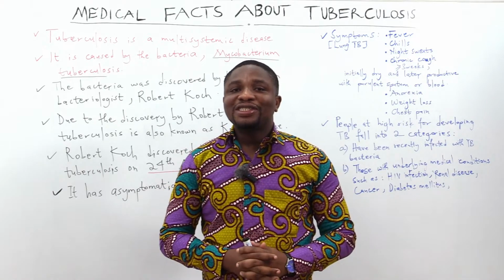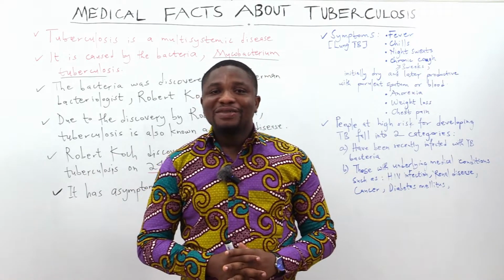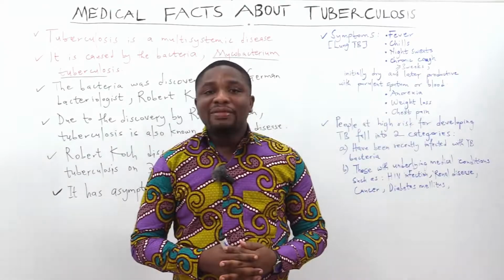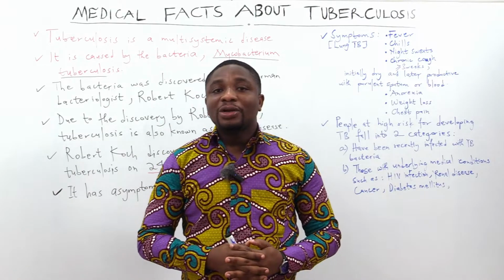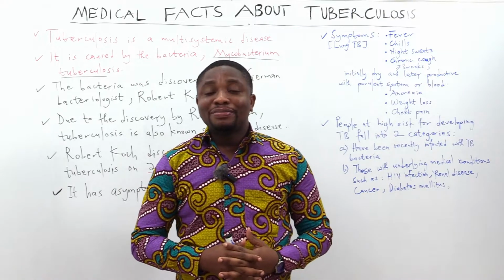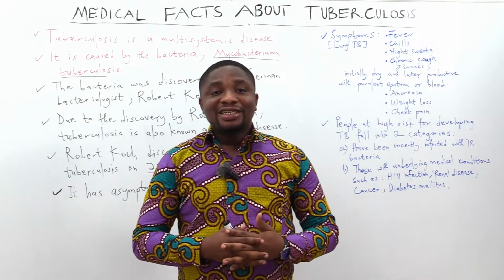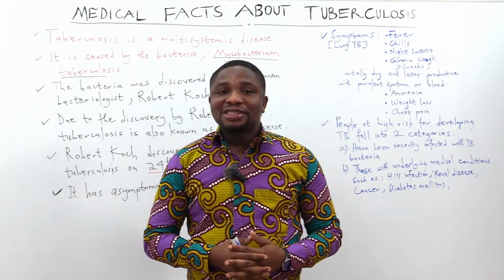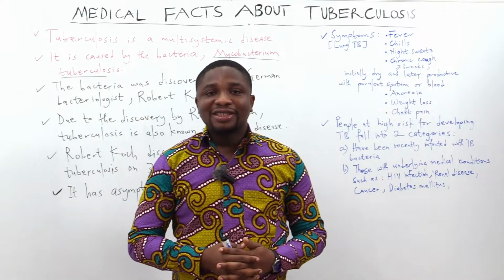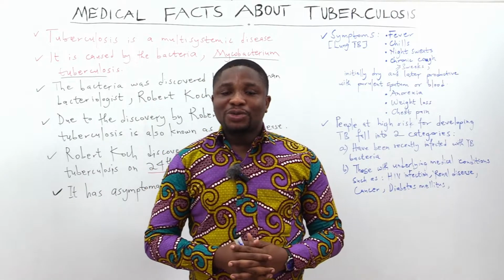Tuberculosis is a multi-systemic disease, meaning it does not only affect the lungs, as seen by a lot of people. It can also affect the brain, the kidneys, the bones, the ovaries and the testes. It can also affect the adrenal glands and the lymph nodes as well.